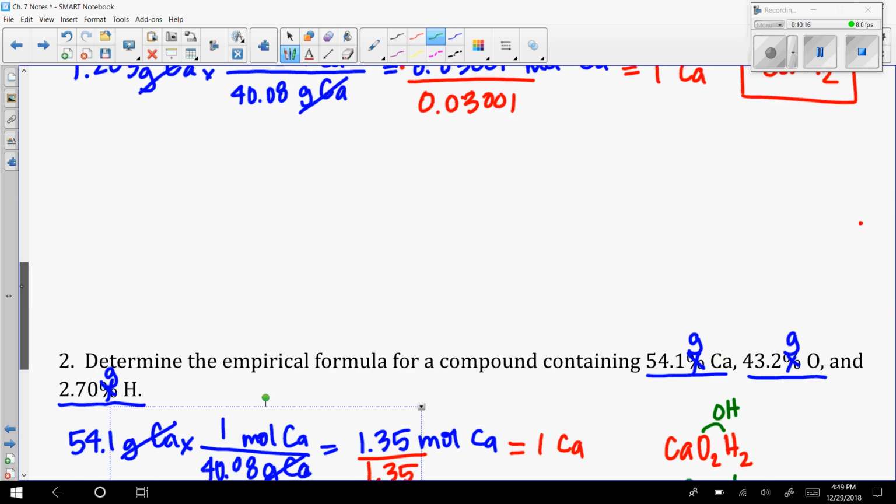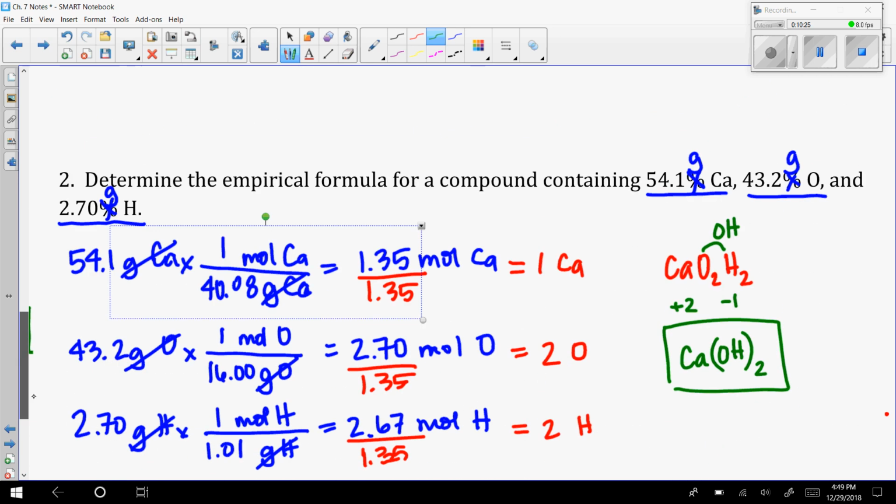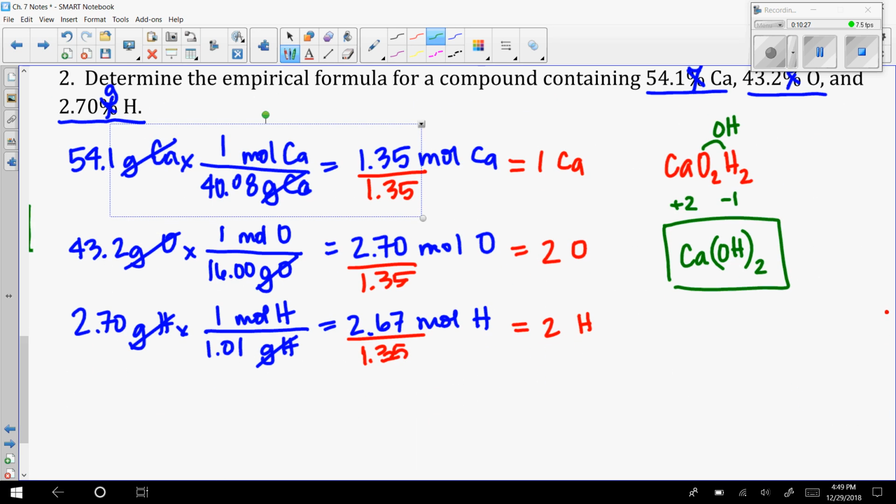Just like if I go back up to this one, calcium again is a +2, chlorine's a -1, so I need 2 chlorines to balance it out. So that's how you calculate an empirical formula. We will do more examples in class.